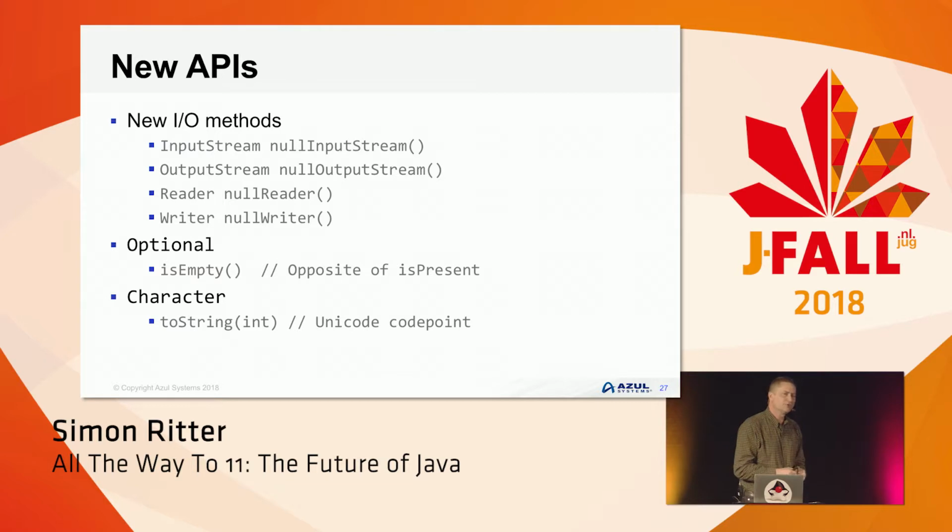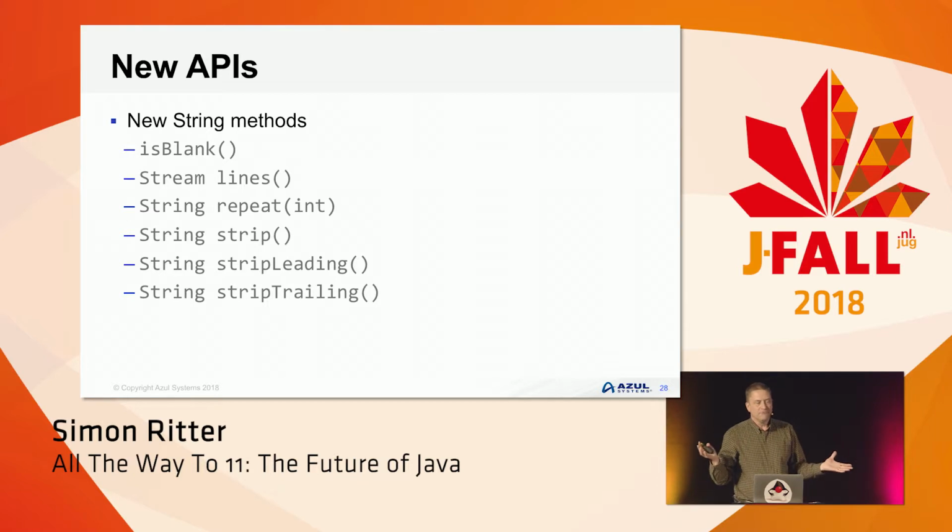And I looked at that, and I thought to myself, why? Why would you want that? But there are some very good situations where that makes sense, especially if you're using streams and you're doing some sort of functional style of programming where you need an input stream or an output stream, but you don't actually want to do anything with it. So there are logical places where that would be useful. Optional now has isEmpty, which is the opposite, logically, of isPresent. And Character has a new toString method, which takes an int, which is a Unicode code point.